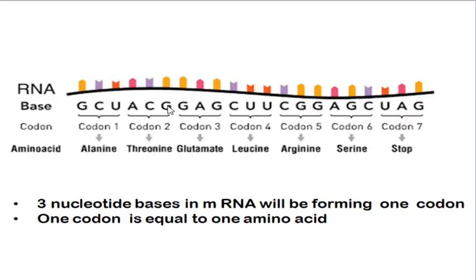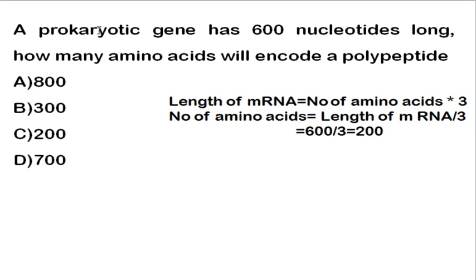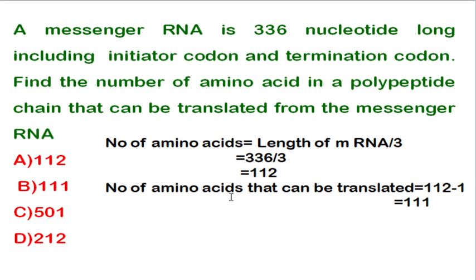If you want to find the number of amino acids, this is the formula: if they give the length of mRNA and ask for the number of amino acids, it is the length of messenger RNA divided by 3. For example, a prokaryotic gene has 600 nucleotides. How many amino acids will this gene encode? Number of amino acids is the length of mRNA, 600, divided by 3, which is 200. So there will be 200 amino acids.